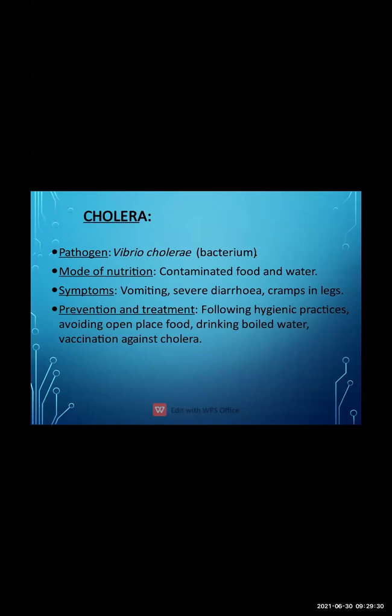Then the next disease: the name of the pathogen is Vibrio cholerae. The mode of transmission is again the same in all these diseases, because as we are studying infectious diseases, the mode is similar for all of them. The symptoms are vomiting, severe diarrhea, cramps in legs. Vomiting means feeling like ulti jaisa hona. Prevention can be drinking boiled water.